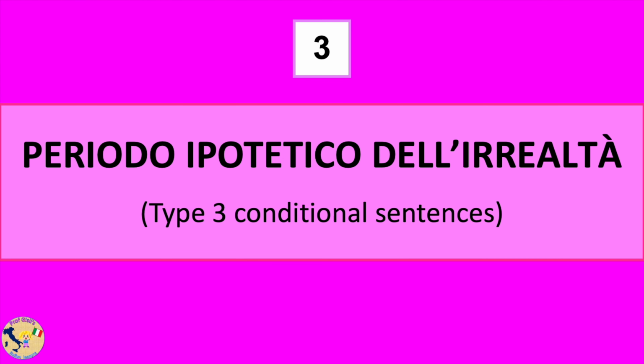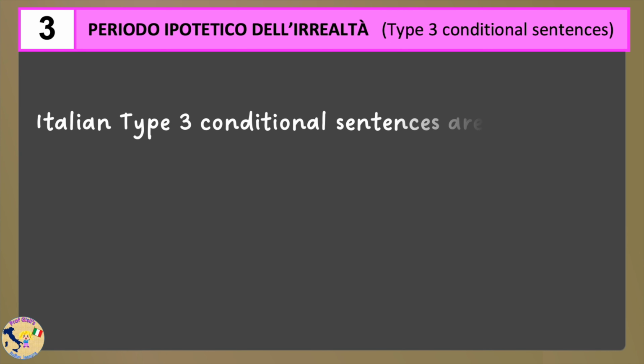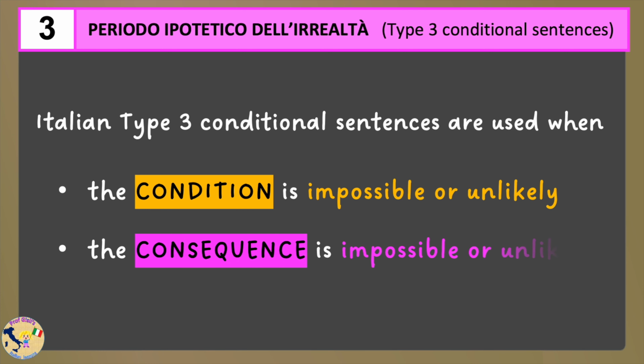Periodo ipotetico dell'irrealtà. Italian type 3 conditional sentences are used when the condition refers to something impossible or unlikely and the consequence is also impossible and unlikely.